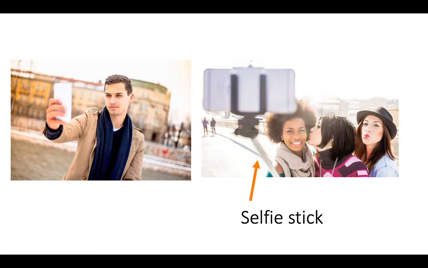And the picture on the left is just a person taking a selfie, and on the right is a group of three friends taking a selfie with a selfie stick. I'm sure you guys have seen this before. A selfie stick is just a stick that holds your phone at a distance, so you can get a wider angle and get more people in a selfie.